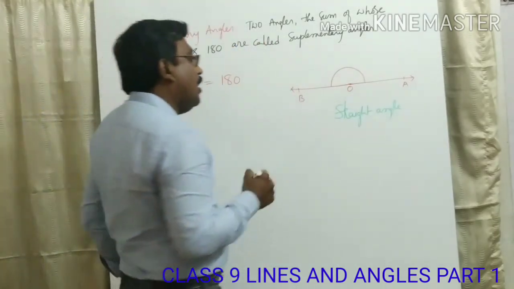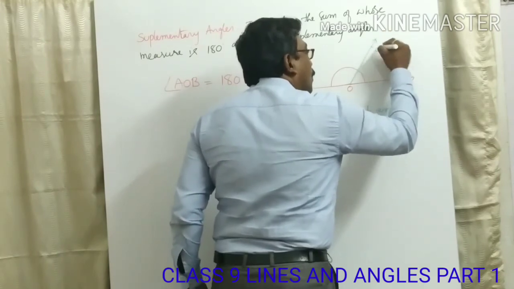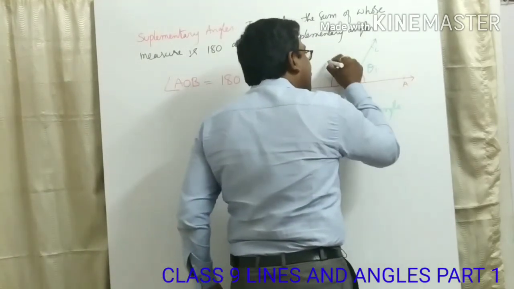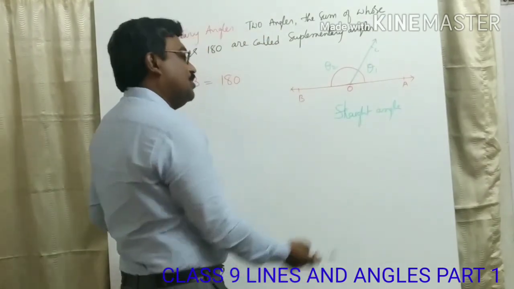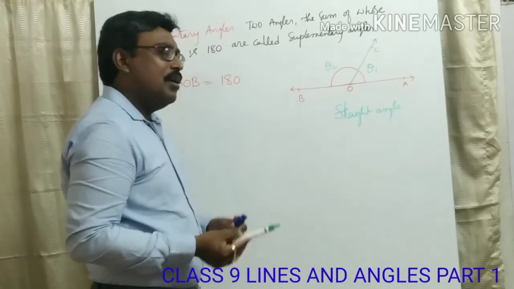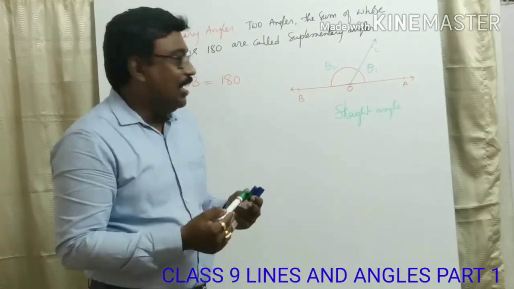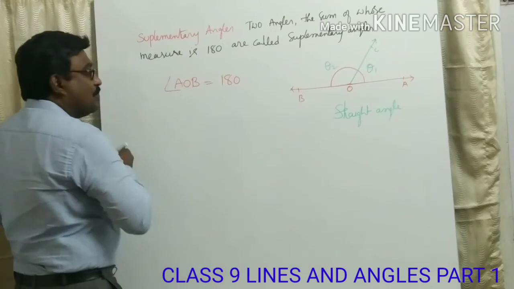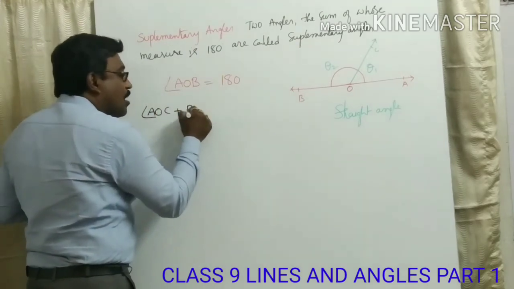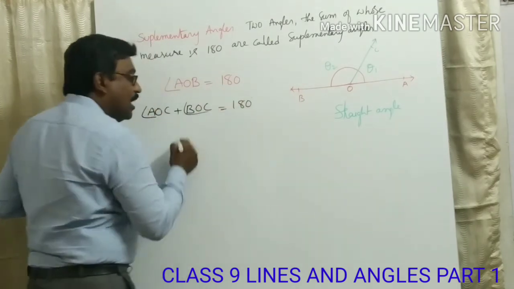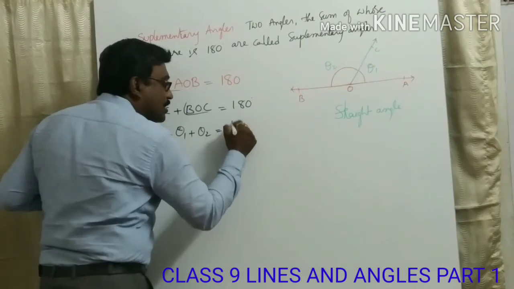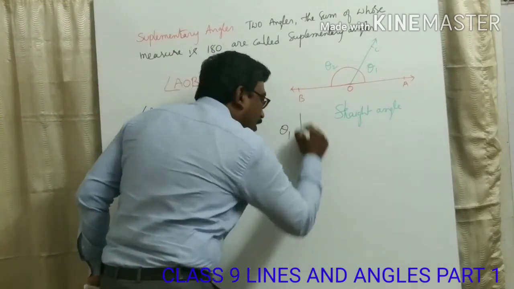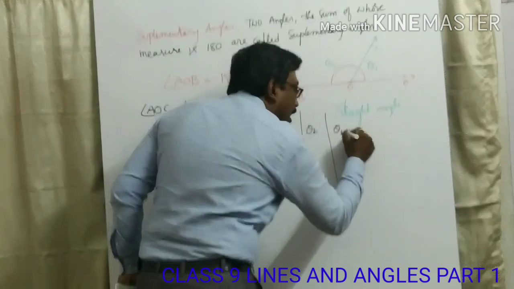Now one more ray, OC, is joined. Now the angle AOB is divided into two parts, theta 1 and theta 2. Of course, one is acute and the other is obtuse. Or both may be 90 degrees: 90 and 90 is equal to 180 degrees. What are the parts? Angle AOC plus angle BOC is equal to 180 degrees. That is, theta 1 plus theta 2 is equal to 180 degrees. They are called supplementary angles.